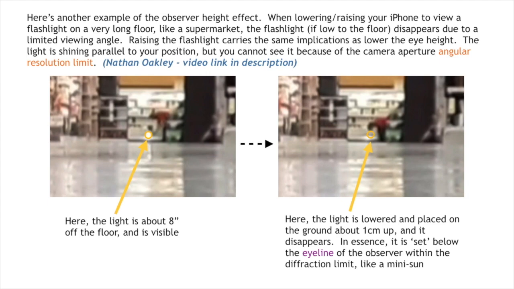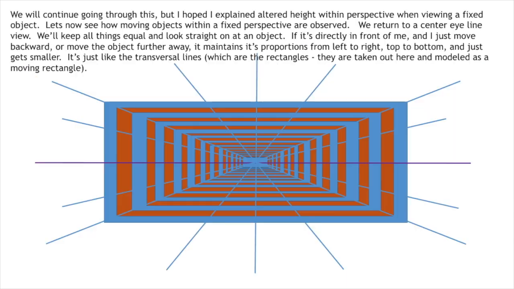So here the light on the right is lowered down and placed on the ground about 1 centimeter off the ground, and it disappears. But again, it's shining a light essentially directly parallel to your position. But again, you've kind of set this light like a mini sun. So we'll continue going through this, but I hope I explained the altered height within perspective when viewing fixed objects. Let's now see how moving objects within a fixed perspective are observed.